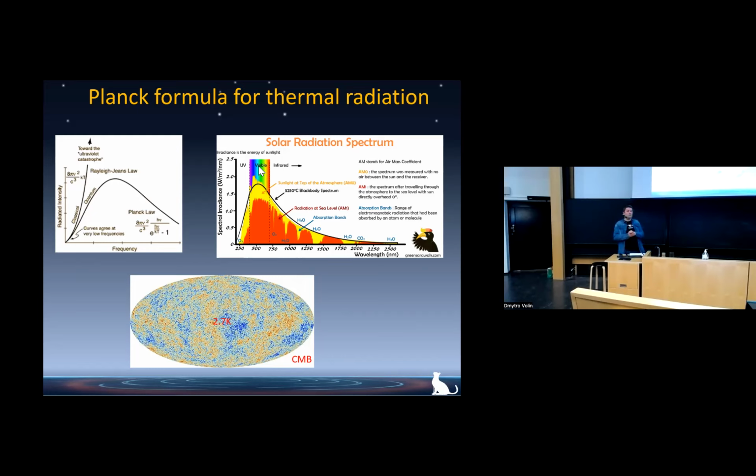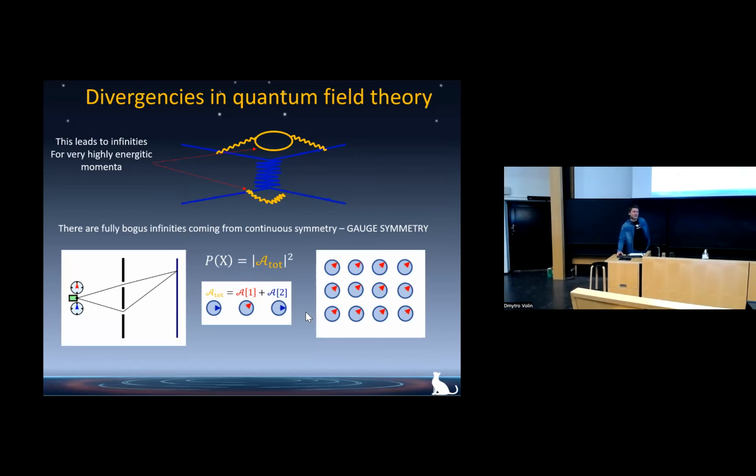Another example of black-body radiation, thermal radiation, is the cosmic microwave background, which we will come to very soon. So this is this famous picture which we see in the sky, which makes us swarm.